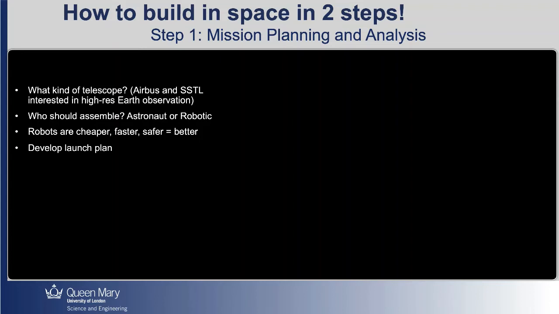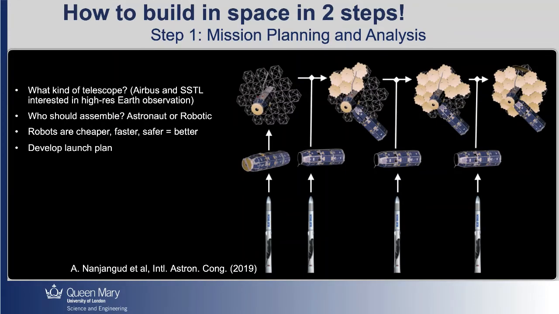And it turns out robots are just cheaper, faster, safer. You know, we don't have to put human lives at risk for something like this, and therefore they're better. So we've developed a whole launch plan, and we've presented this at a conference, both at the European Space Agency and elsewhere in America. And this is what it boils down to.